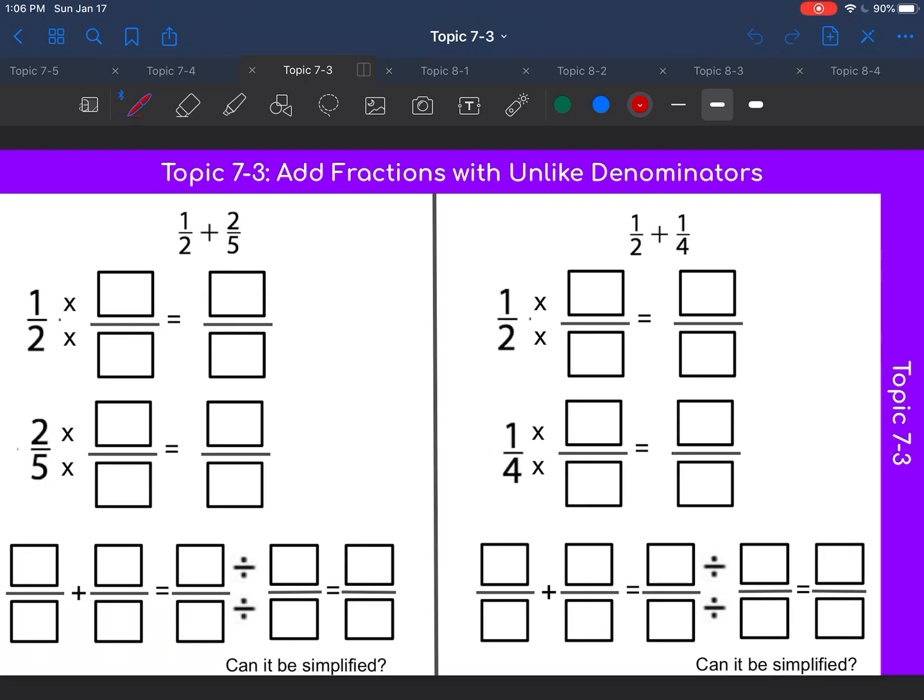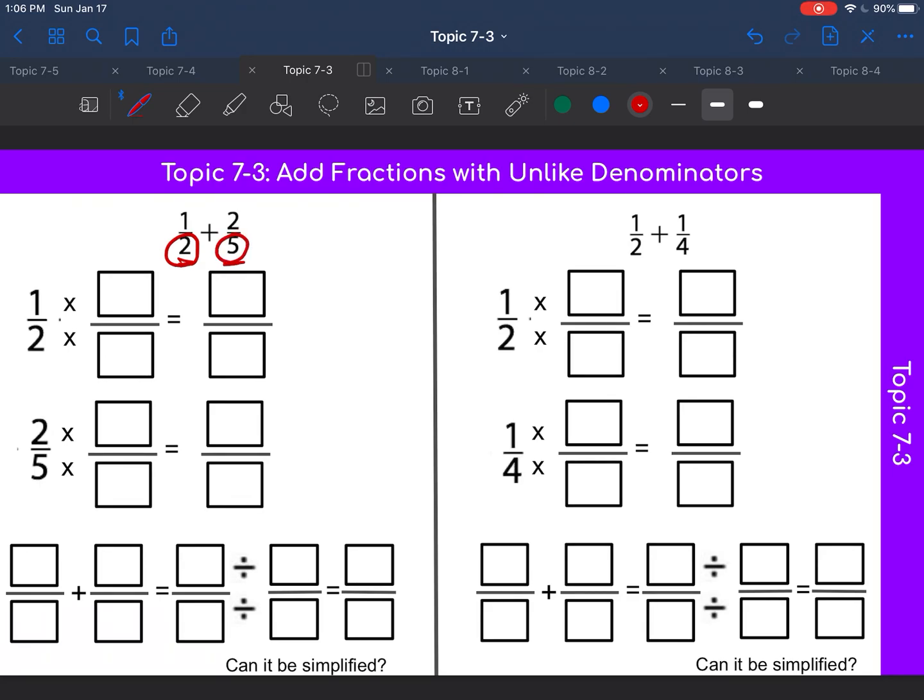Okay, so let's look at this very first problem. It says 1/2 plus 2/5. And again, I'm testing you a little bit. Can someone tell me why we cannot add 1/2 plus 2/5? Why can we not add them as is? Well, the reason is because they do not have the same denominator.